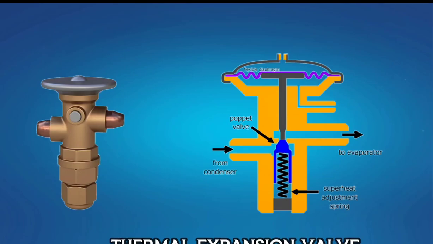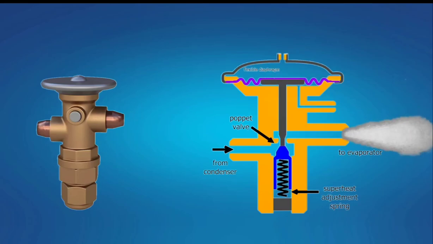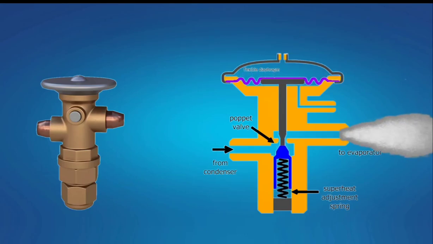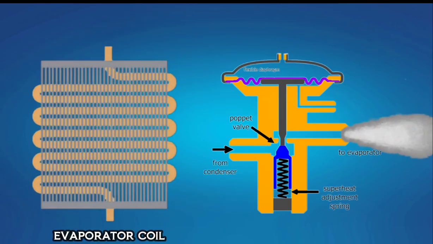The thermal expansion valve can also be a cause of evaporator coil freezing. The thermal expansion valve sends the required refrigerant to the evaporator coil. It sends more refrigerant when needed, and less refrigerant when not needed, to the evaporator coil. If the thermal expansion valve does not close properly, it will send too much refrigerant to the evaporator coil. So, the evaporator coil gets overcooled and freezes.